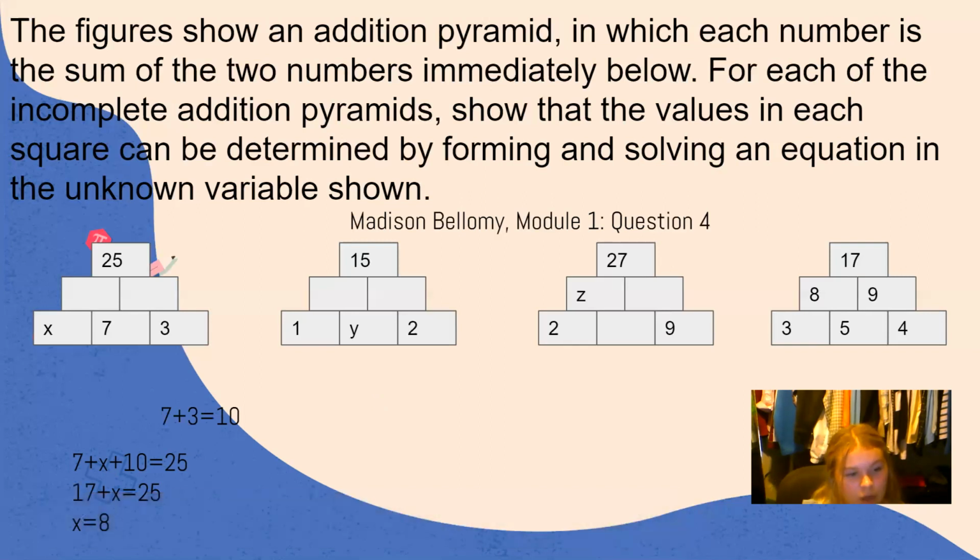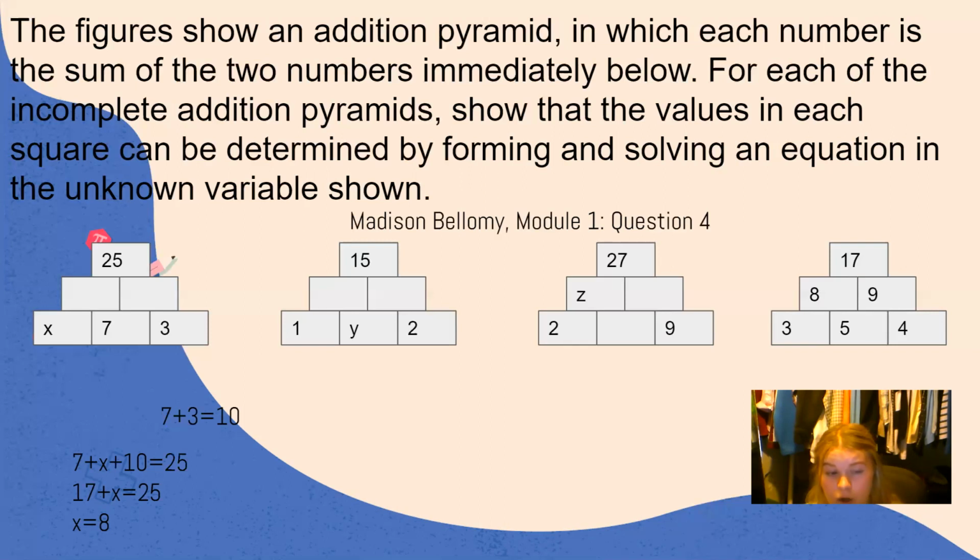Okay, so we have our equation: 7 plus x plus 10 is equal to 25. So we are going to use this equation in order to find out what x is first off, and then establish after that that whatever x is plus 7 is going to be in the box above. So we solve for that equation.